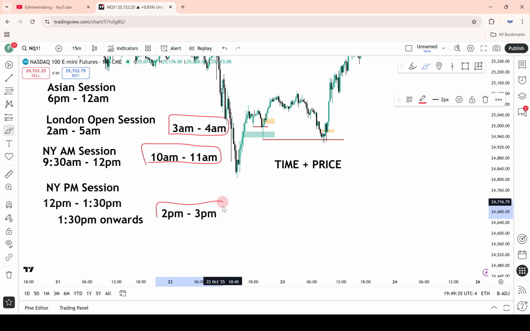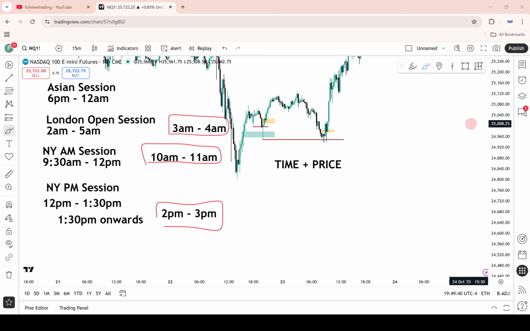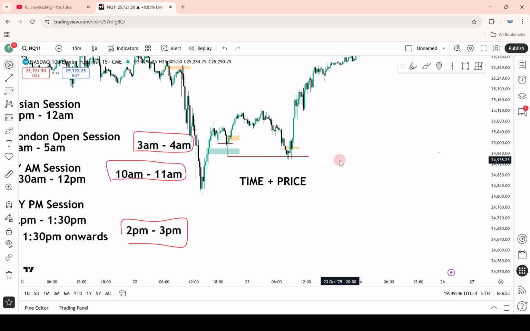And the same goes for PM session. That's really, really important. And a lot of people go, what do you mean? That's the best time to trade. No, it's not. The best time to trade is when the market structure is good. And if you can line up time with that, even better. That's just the reality of it.